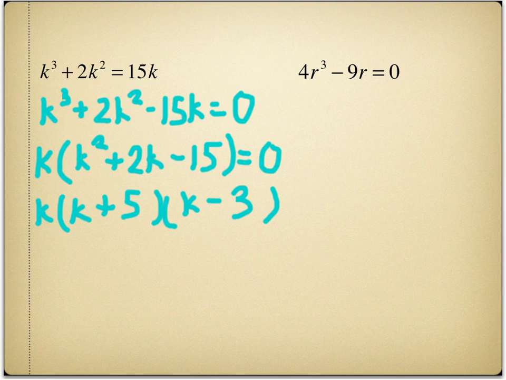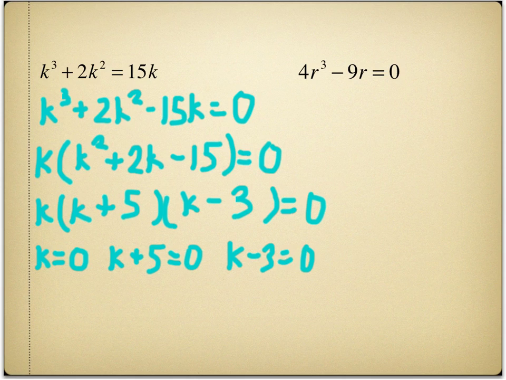Now, what we have here that we haven't seen before, now I actually have three things multiplied together that equals 0. So again, I have to set all three of them equal to 0. So either k equals 0, k plus 5 equals 0, or k minus 3 equals 0. So my final answers then, of course, are going to be 0, negative 5, or positive 3. So how about that? So that's using an extra dose of factoring to try to figure those out.